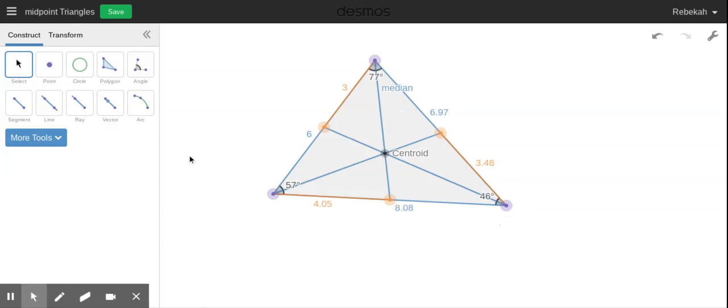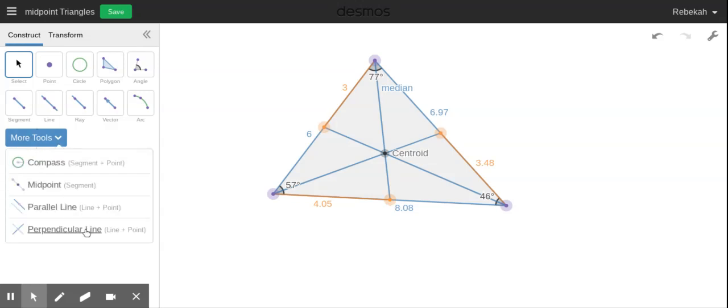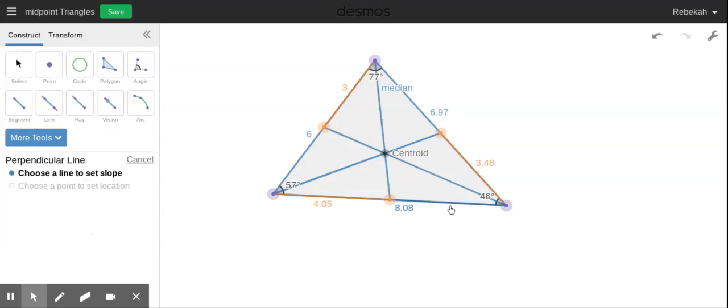All right, I'm going to leave this on here, and we're going to actually build the other portion. And the other portion is what's called altitudes. And altitudes are where you make a 90-degree angle coming off of the side, and it goes through the vertex. It's different than the perpendicular bisector because it does not have to go through this center point. So I'm going to use my perpendicular line, and I'm going to select the side, and then we're going to go through the vertex right there.